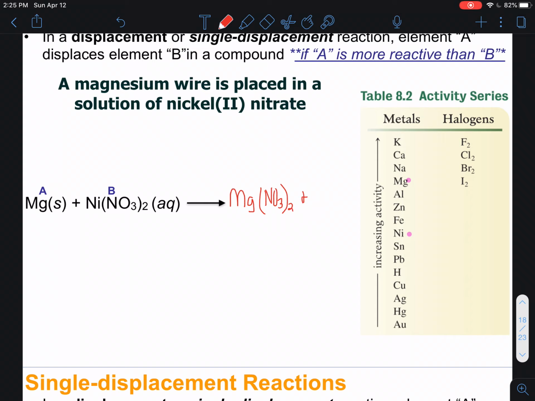Mg, they're just going to swap plus solid nickel, right?